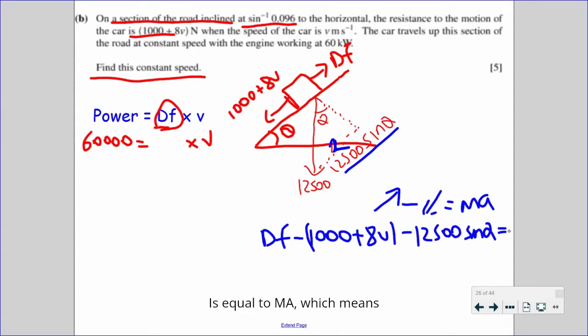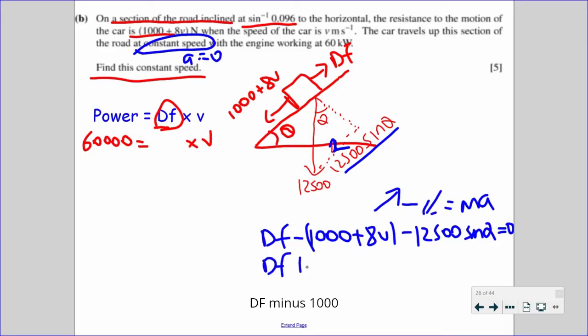It's equal to ma, which means, right, it's constant speed. So constant speed means acceleration is 0. Okay, so ma will just be 0. Okay, now let's expand this out. So DF minus 1000 minus 8v. Now 12500 sine theta.